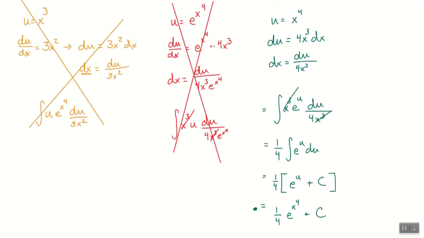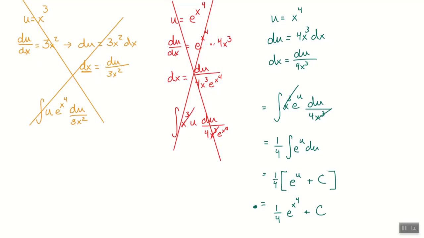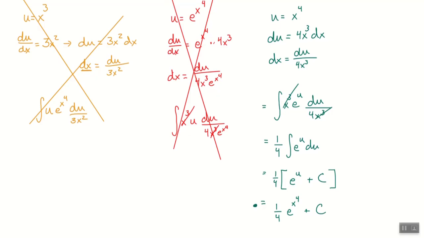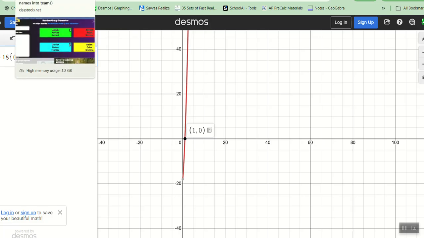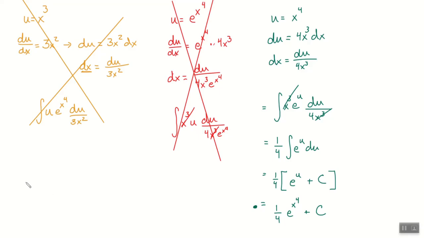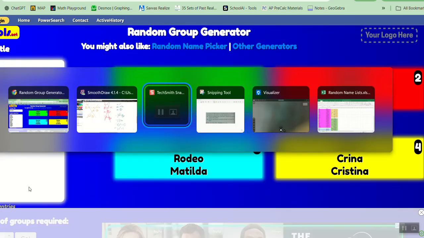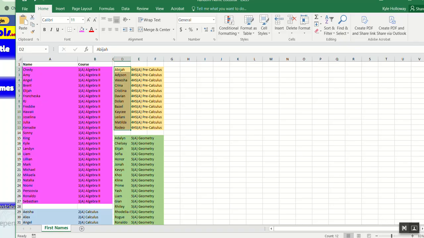Let's do a few examples or a few problems up on the boards. Cool. So, looking at these, we're going to get some random groups really quick, and that looks like a random group generator. I need your names.